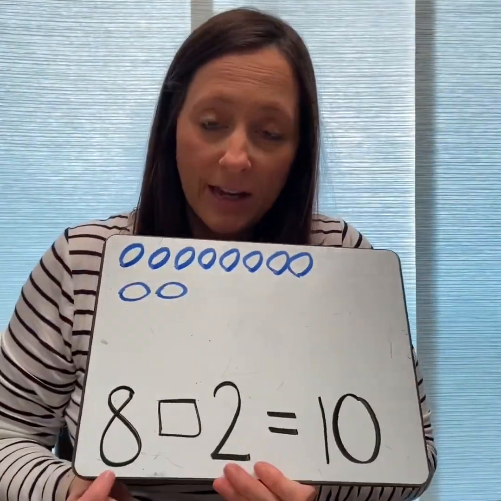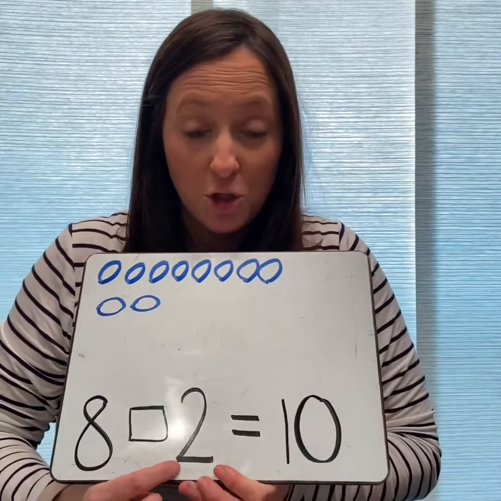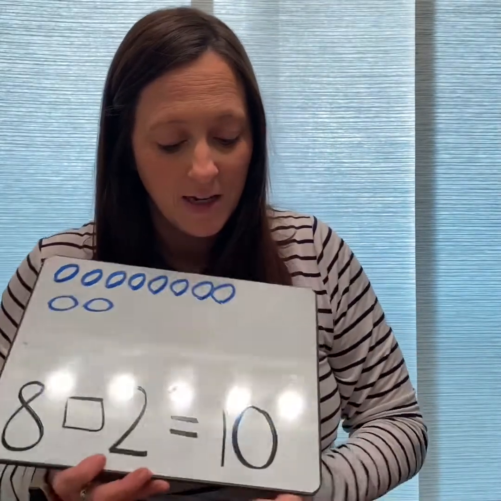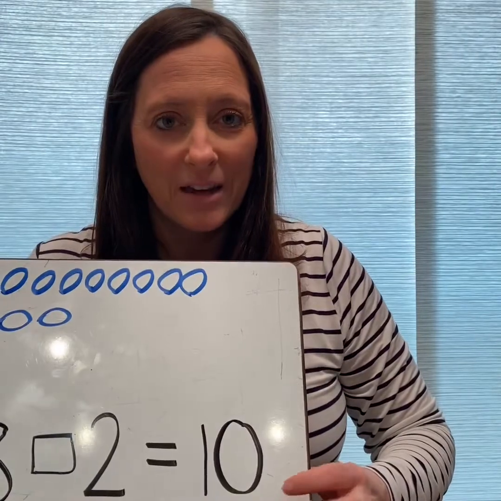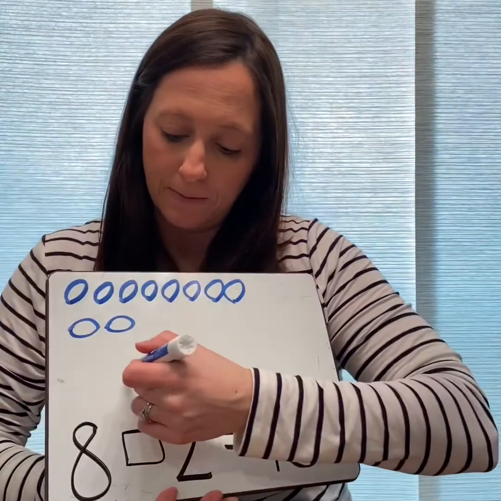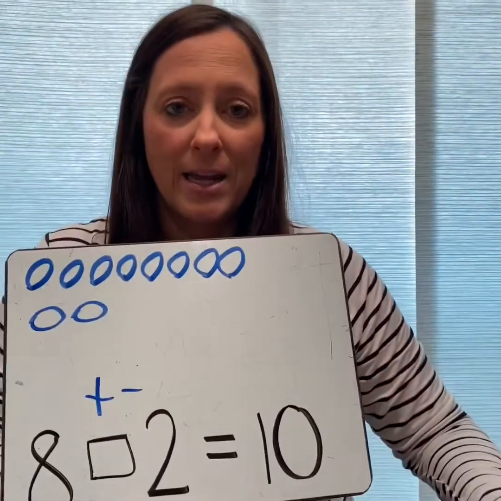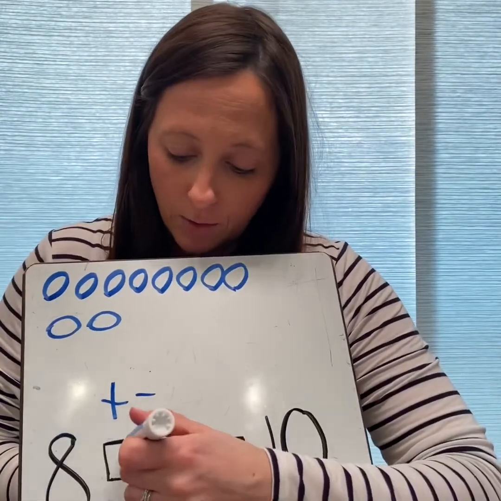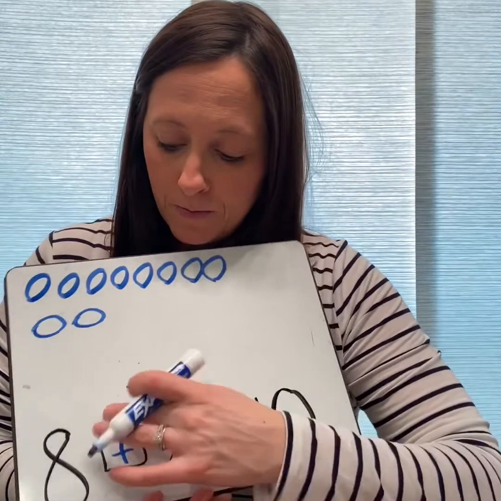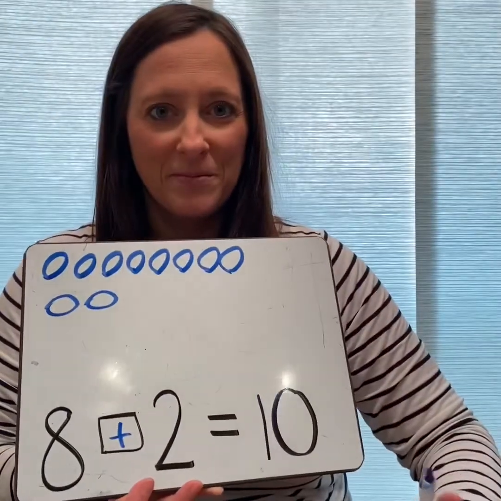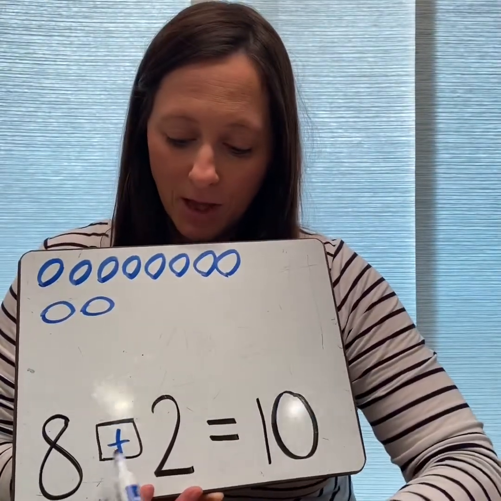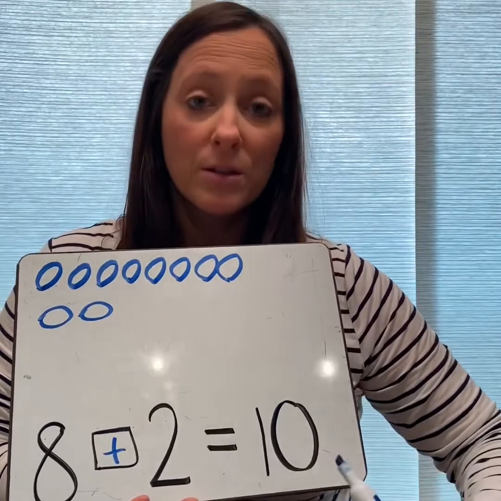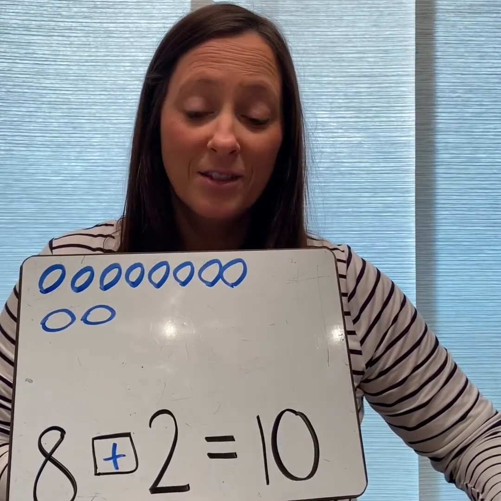So I have 8 he started with. 2 more times he kicked equals 10 altogether. So we're going to put a plus or a minus sign in that box. Did we add more or take away? We added more. So let's read our equation together. 8 plus 2 equals 10. Good work, everybody.